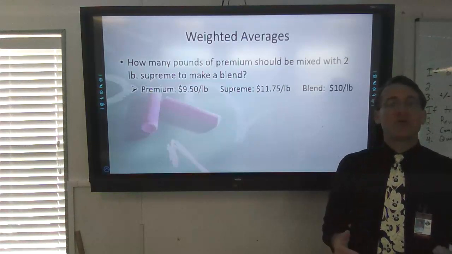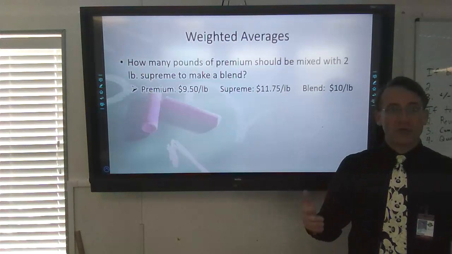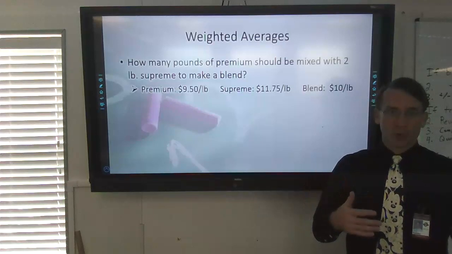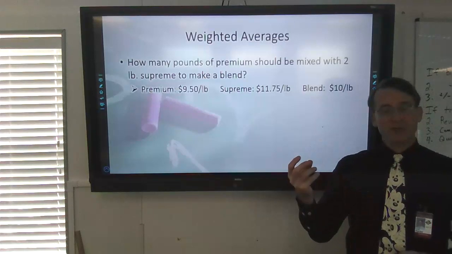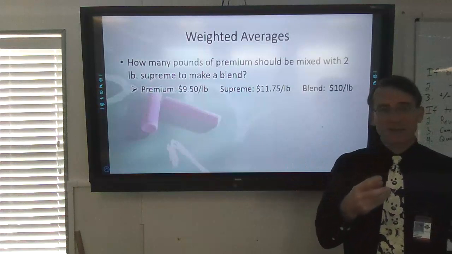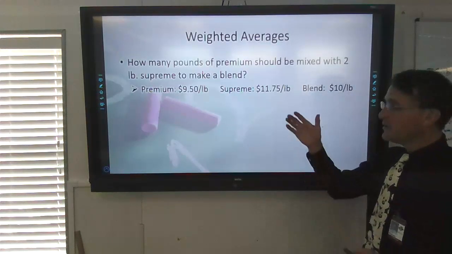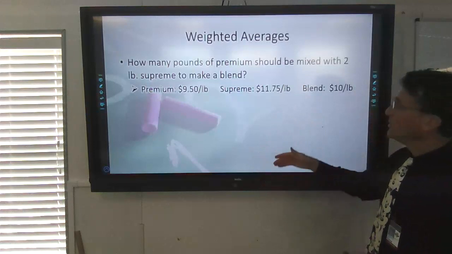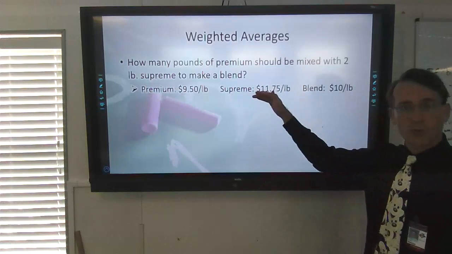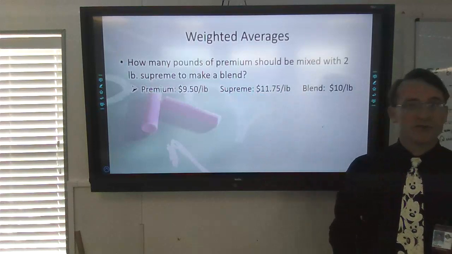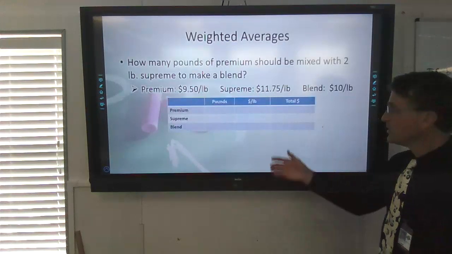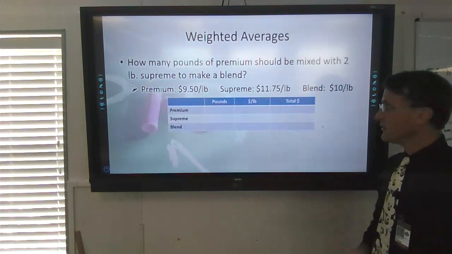We're going to begin by writing out our table with columns and rows. So I have an amount, I have a price, and then I have a total column for my 3 columns. And then for my rows, I'm going to have premium, supreme, and then the final line is going to be my blend. So my table begins looking like this.